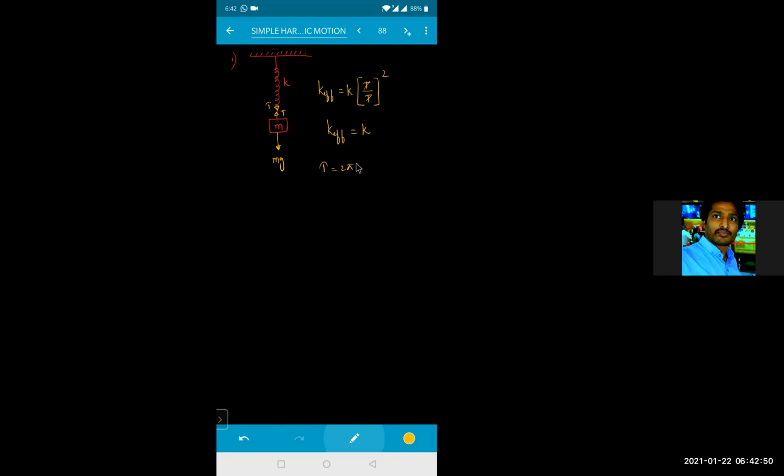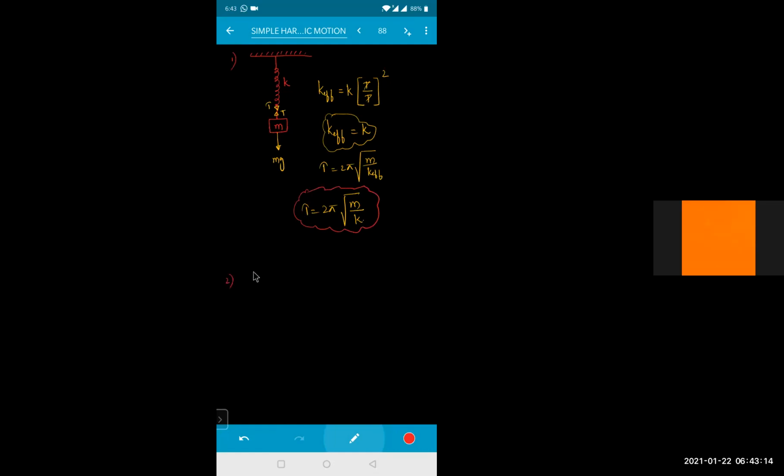So what is the formula for time period? T is equal to 2 pi under root of M by K effective, isn't it? How much did I get from this one? K effective is equal to K. Yes. So this is your answer for this. Okay? Yes, sir. Okay.